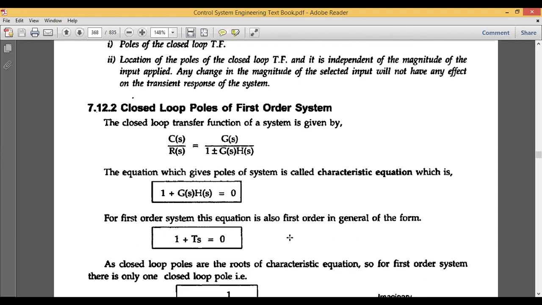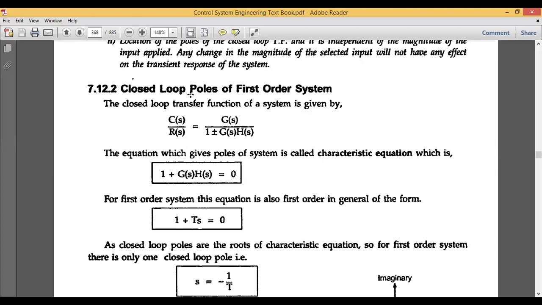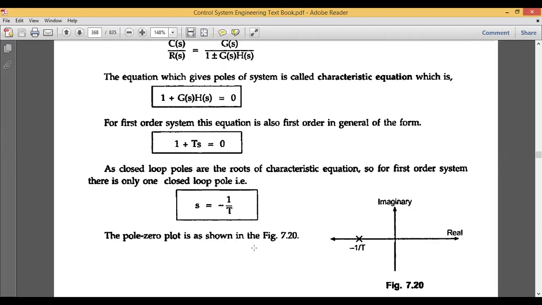Now in a first order system, you can also apply this for the closed loop poles. Closed loop poles are found from this particular equation, which is also called the characteristic equation. You should make the denominator equal to 0. If you equate it to 0, then the first order system in general form will become 1 plus Ts is equal to 0, because we consider this transfer function as 1 over 1 plus Ts. So once 1 plus Ts is equal to 0, I can calculate the value of s. This will become minus 1 divided by T.